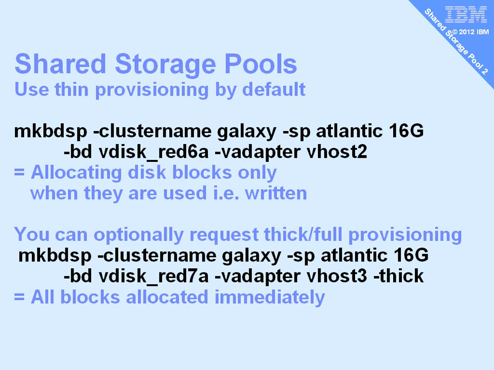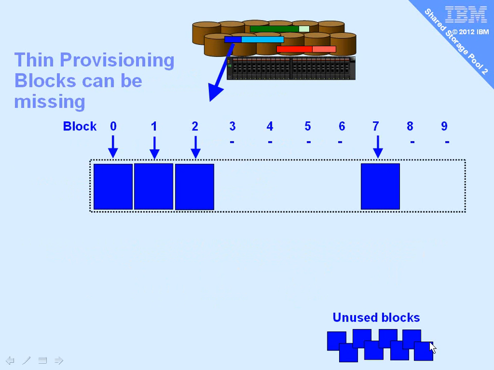Now optionally we can request thick provisioning or full provisioning. We just put the -thick at the end of the command, in which case all the blocks are allocated immediately. So I have a little logical concept diagram in here. Here we have a logical disk unit. It only has 10 of these blocks, perhaps they're 64 megabytes in size.